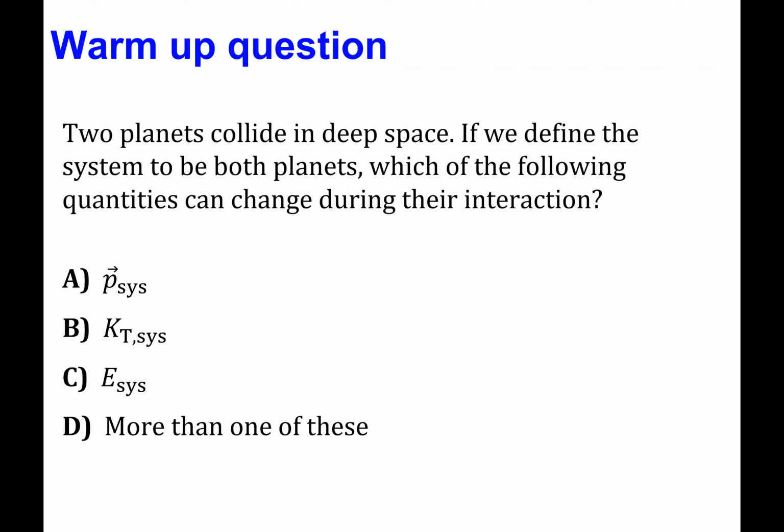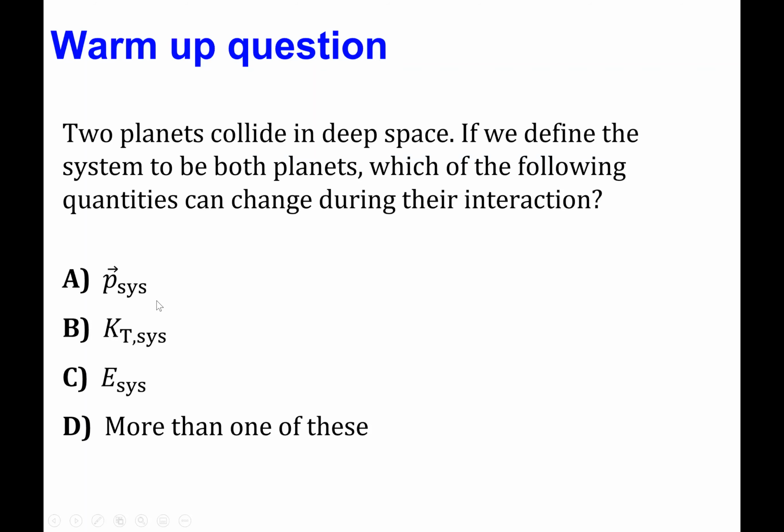So we're back now. Let's look at the various options here and try to answer this question. We're looking for quantities that may change during the collision of these two planets. One thing we have to keep in mind is that the system here is comprised only of these two planets. And on top of that, there's nothing from the outside affecting the system. So let's look at option A.